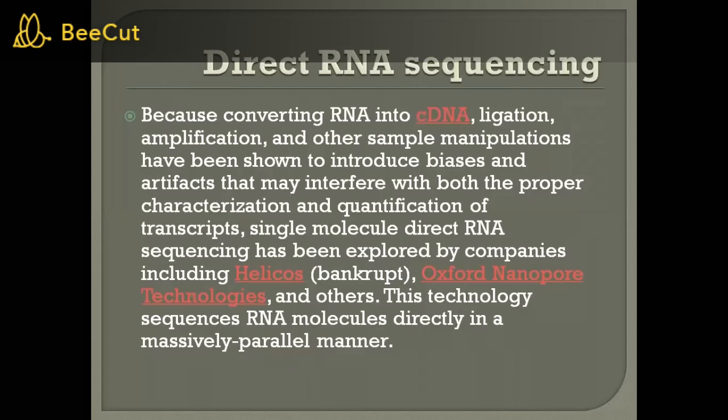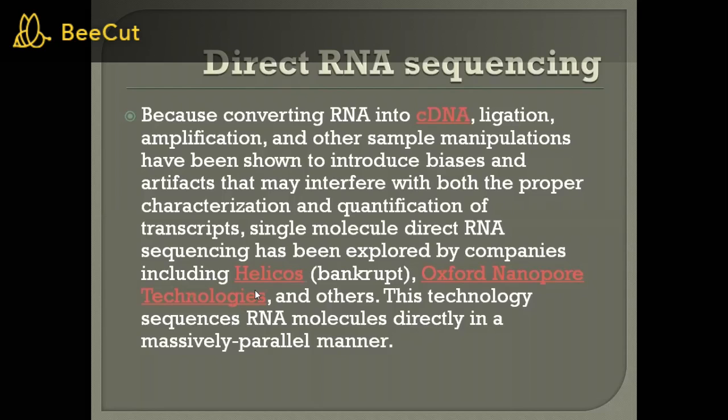The next is that we can also sequence the RNA molecule directly: direct RNA sequencing. Converting the RNA into cDNA, then ligation, amplification, and other sample manipulations have been shown to introduce biases and artifacts that may interfere with both the proper characterization and quantification of the transcripts. Single molecule direct RNA sequencing has been explored by companies including Helicos, Oxford Nanopore Technologies, and others. This technology sequences RNA molecules directly in a massively parallel manner. So we can directly take the RNA molecule and sequence it.